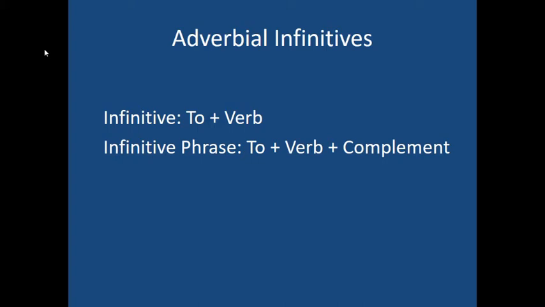And we can also create what we call an infinitive phrase by adding more to it, typically like a complement, like a direct object, for example. So we can have to plus a verb plus a complement. So let's take a look at some examples of this. I could say to win board races. It's an infinitive. It has to in and has a little complement.